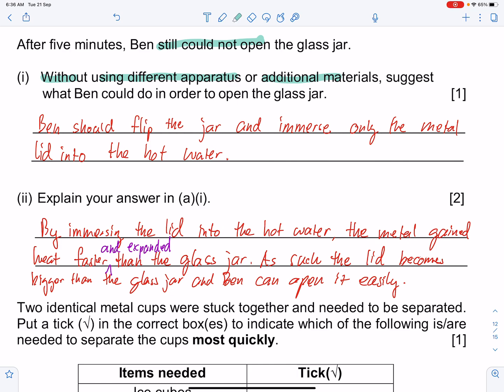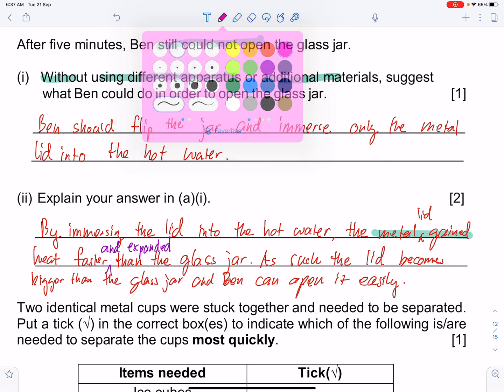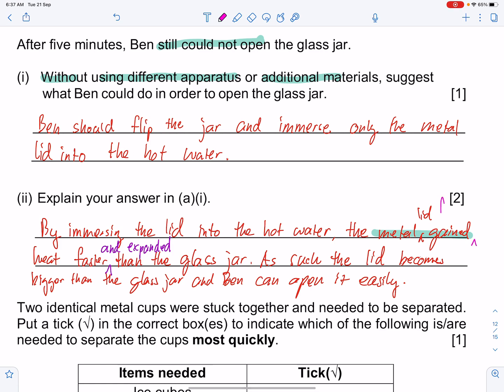Alright, so a few things to note here. First, you need to tell me that the metal lid gained heat from where? Sorry, yes, I forgot this part. From the hot water. Okay, and then it expanded, and then you need to tell me that it becomes bigger. As such, he can then open it easily.